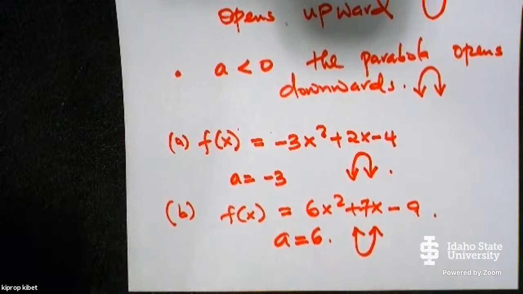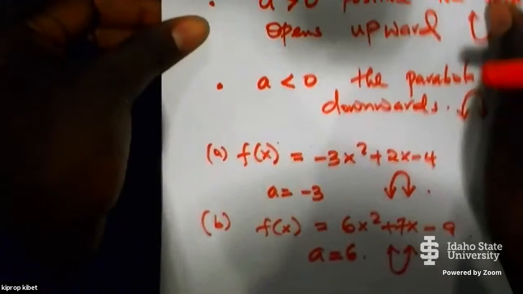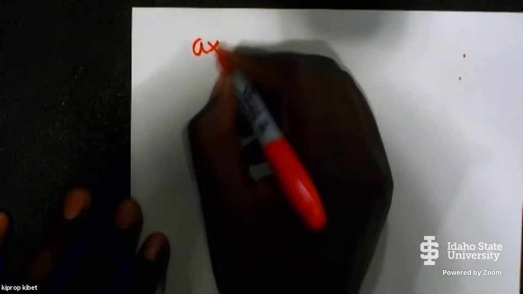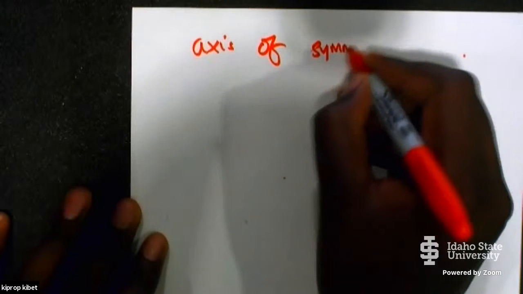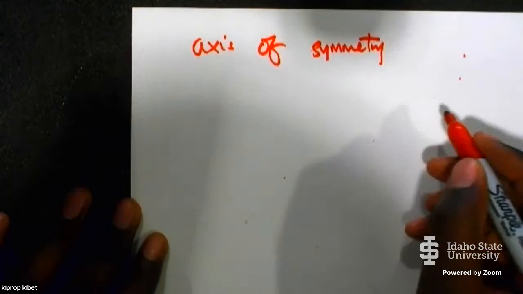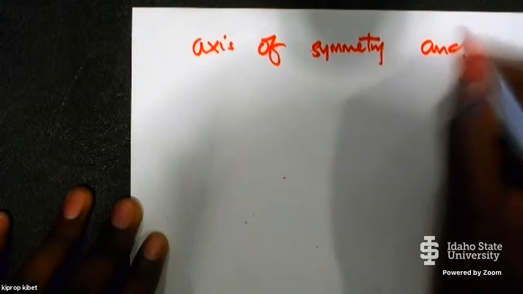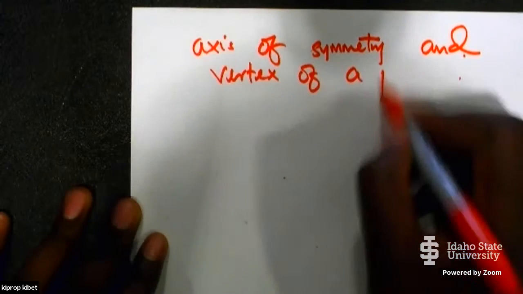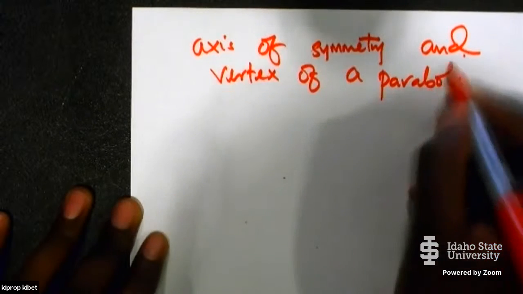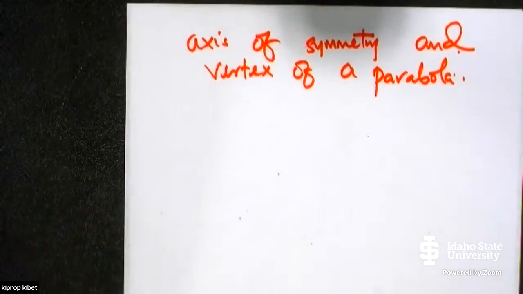Now let's come to how to find what we call the axis of symmetry and the vertex of a parabola. The axis of symmetry and vertex of a parabola.